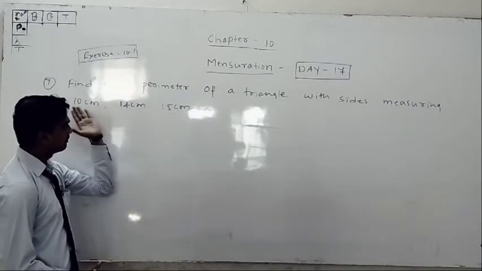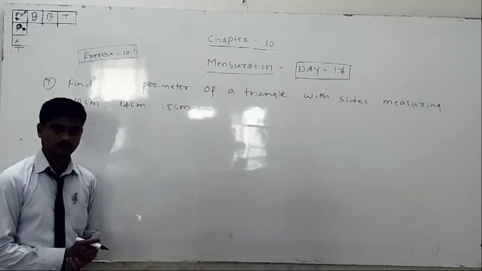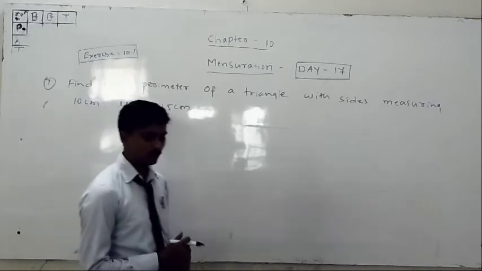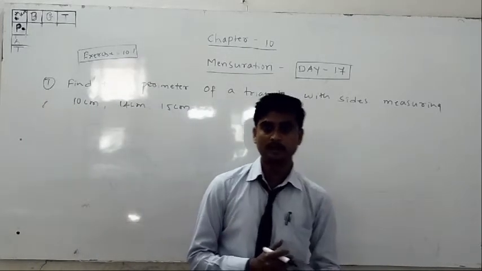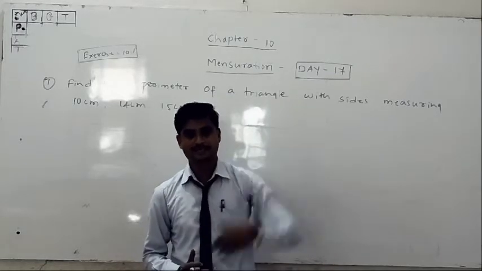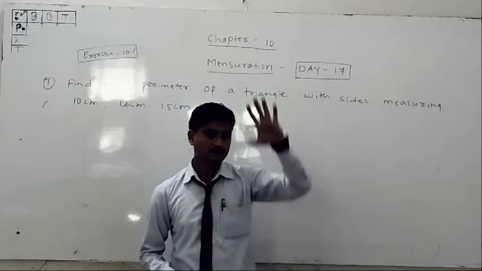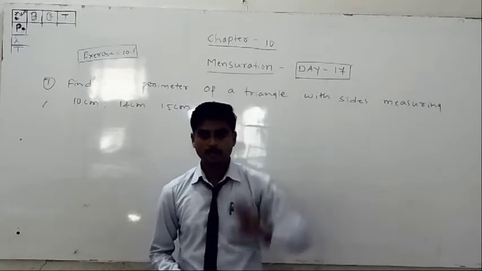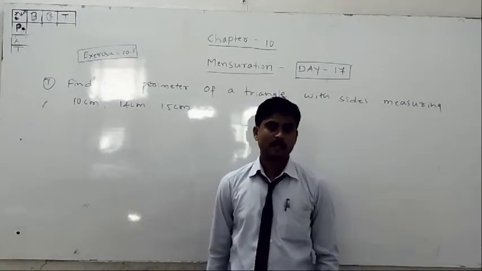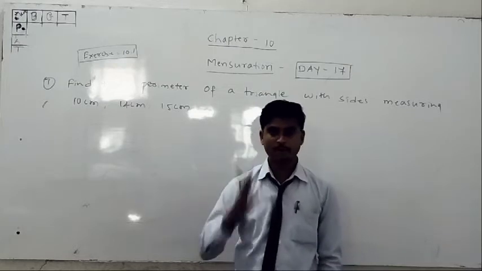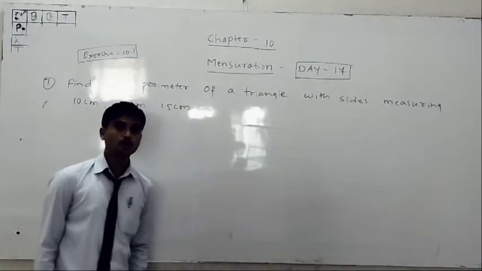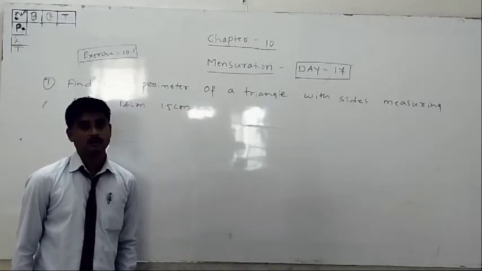But all the sides' measurements should be noted. Understood? Which type of triangle is this? Because in the first semester you study types of triangles according to size. There are three types: equilateral triangle, isosceles triangle, and scalene triangle. Equilateral triangle means all sides are equal length. Isosceles triangle means two sides are equal length.